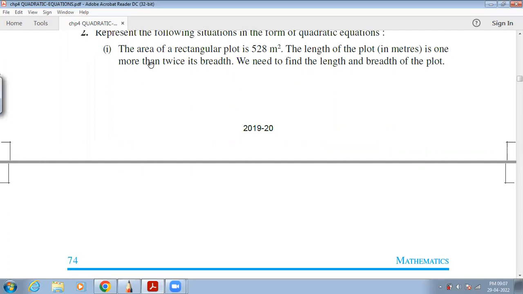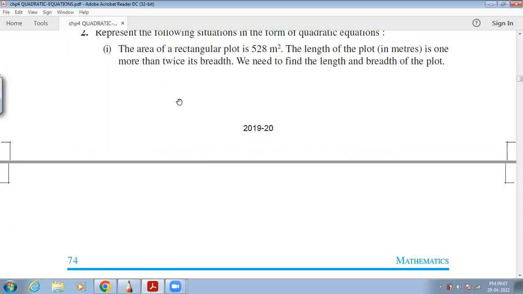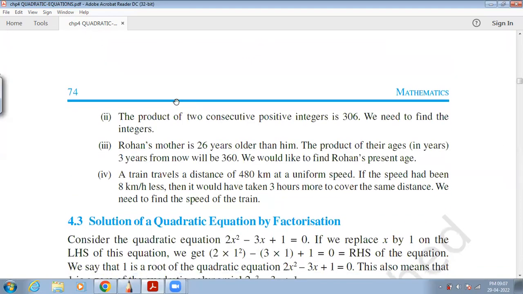So in this case, the area of the rectangular plot is 528 meters square, as it says, and the length of the plot is 1 more than twice its breadth. So we need to find the length and breadth of the plot. Fine. So these are a bit easier questions.